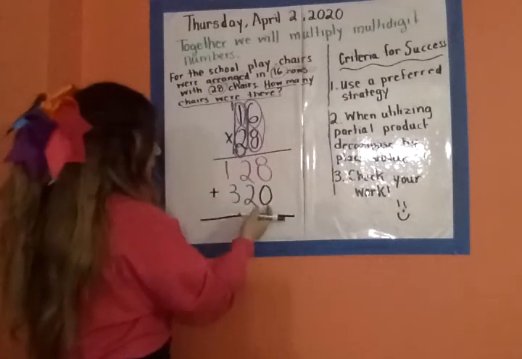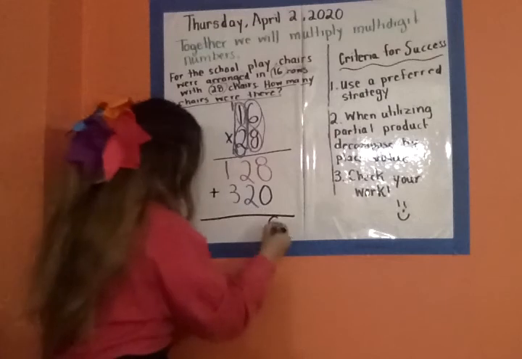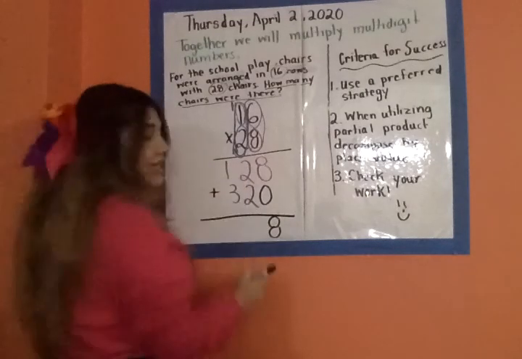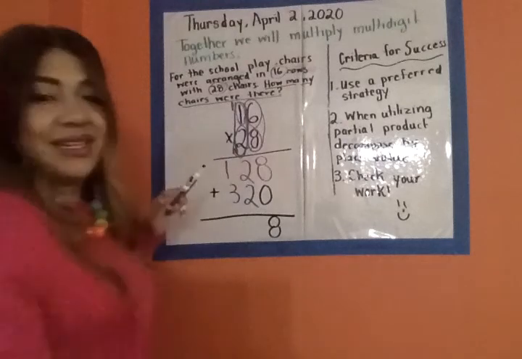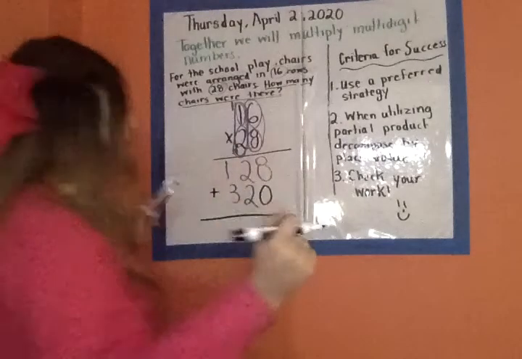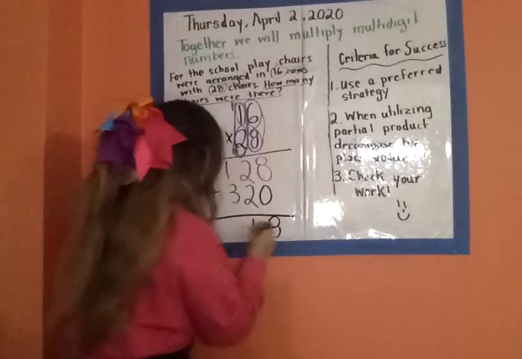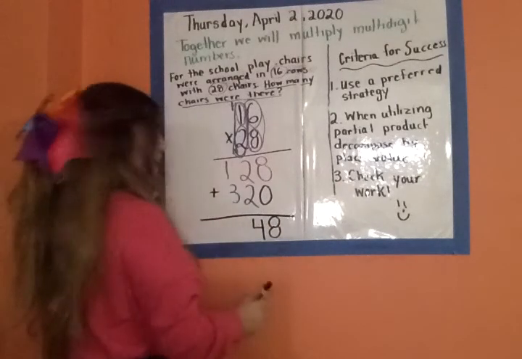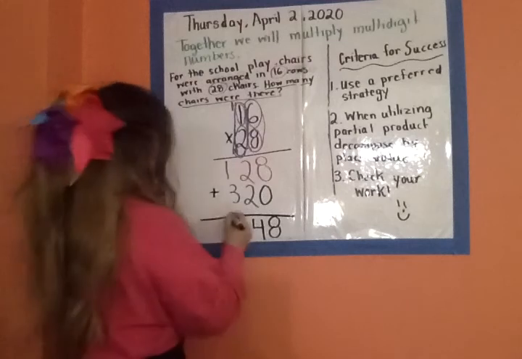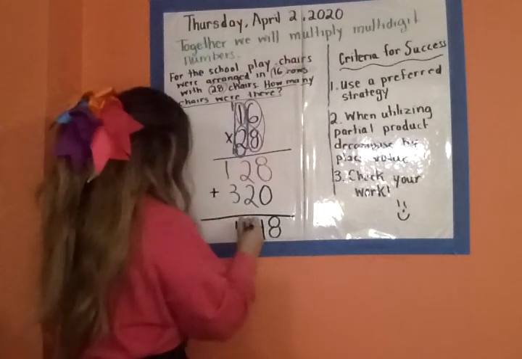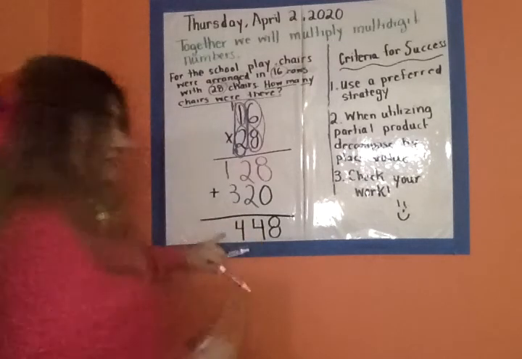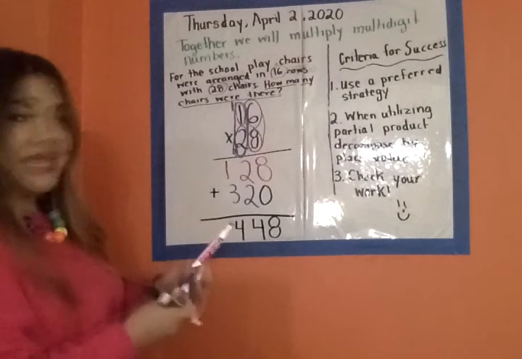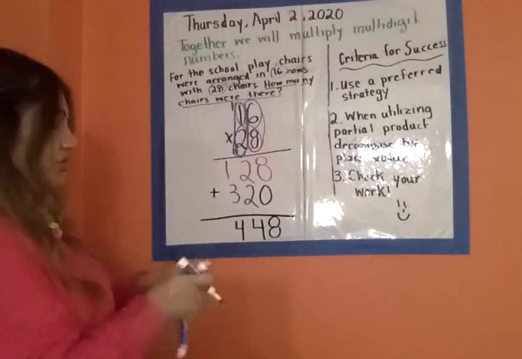So 8 plus 0 becomes 8. 2 plus 2 is, sound of my snap, 4. And again, 3 plus 1 is 4. Now, what do you know? That looks like the number we just saw when using our partial product strategy.